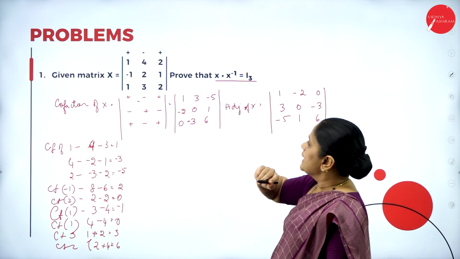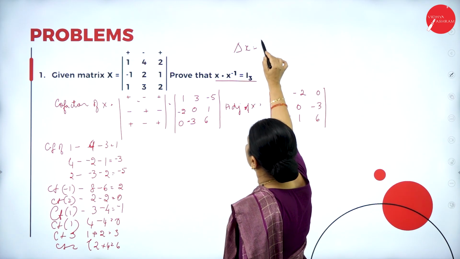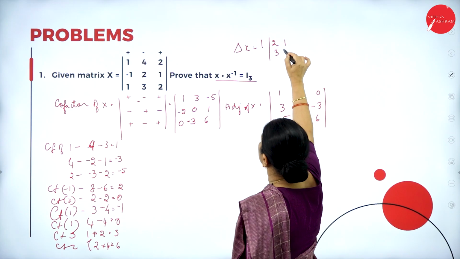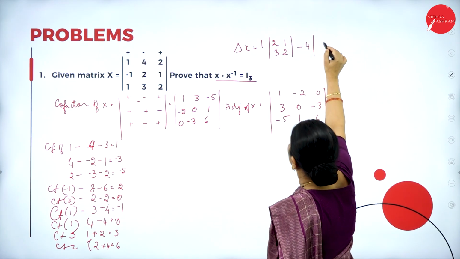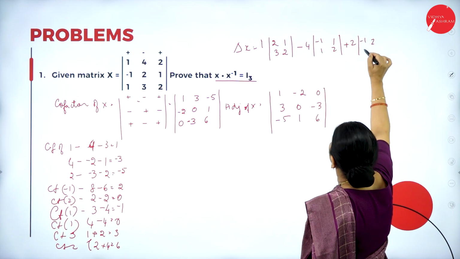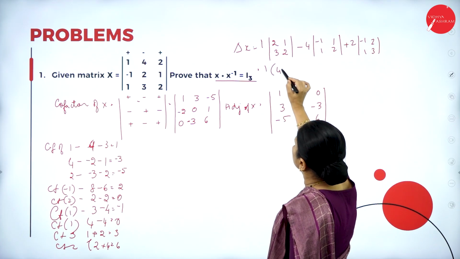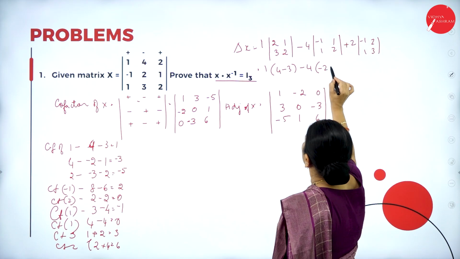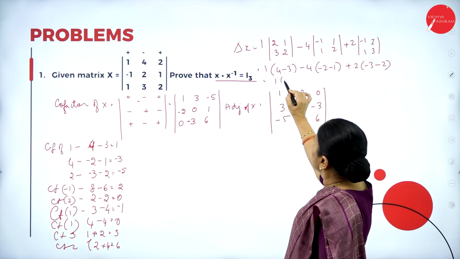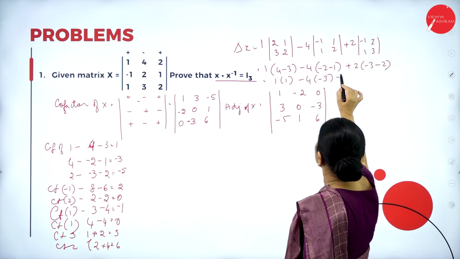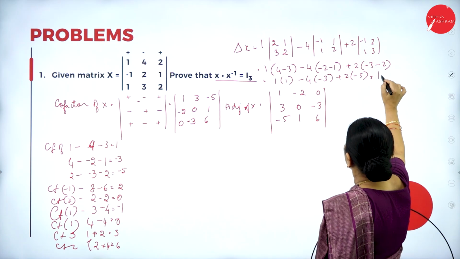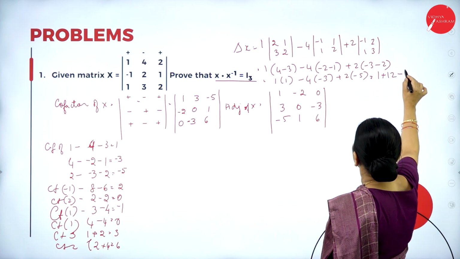Now I have to find the delta x. So what is the value of delta x? Delta x will be equal to, what is the first number? 1. Then I take these 4 numbers, 2, 1, 3, 2, minus 4 into minus 1, 1, 1, 2, plus 2 into minus 1, 2, 1, 3. This will be equal to 1 into 4 minus 3, minus 4 into minus 2 minus 1, plus 2 into minus 3 minus 2. So this will be equal to 1 into 1 minus 4 into minus 3 plus 2 into minus 5. So when we simplify this further, it will be 1 plus 12 minus 10.